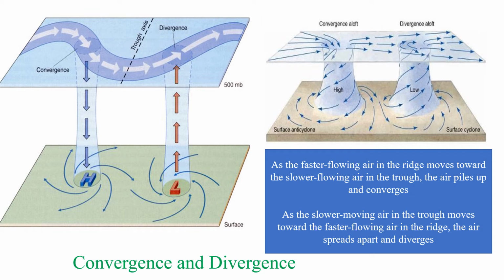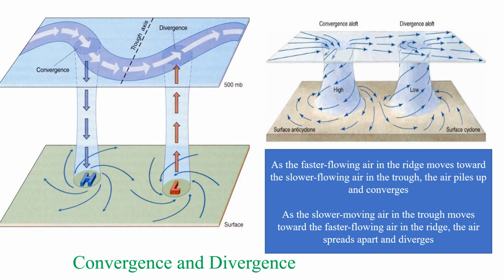Notice that even though the contours are evenly spaced, the wind blows faster in the ridge than it does in the trough. That means when the high speed wind comes from the ridge and enters a trough, the wind speed goes down, slowing down. On the other hand, when the wind goes from the slow moving trough toward the ridge, the wind speed is increasing.